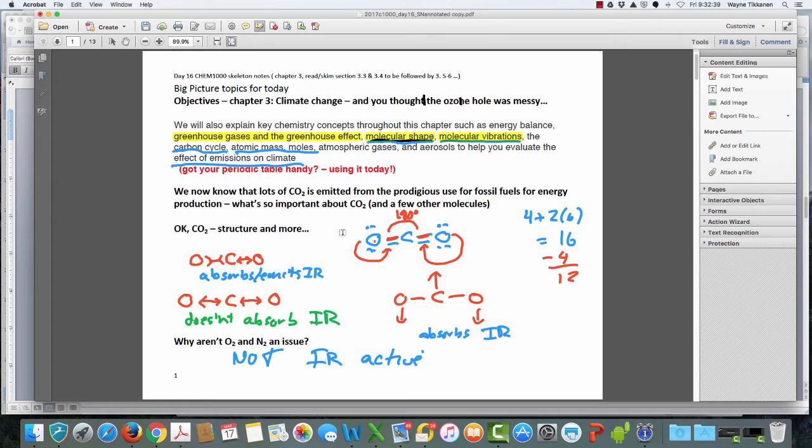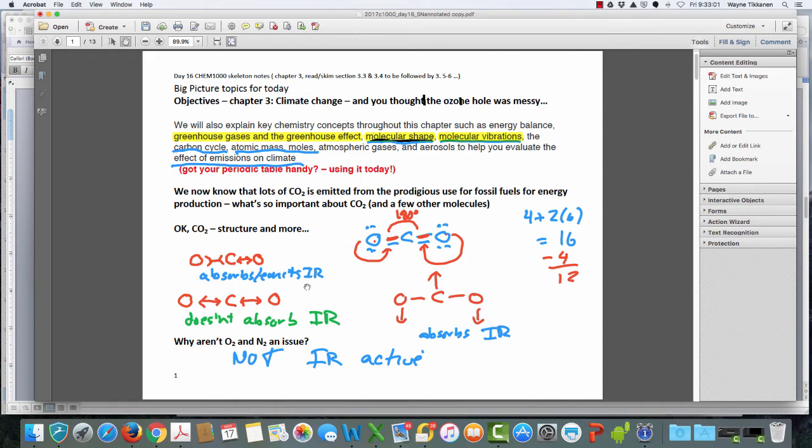We went through that, and here it is. It's got the linear structure, it's got a bond angle of 180 degrees. Turns out there are three different vibrational modes that carbon dioxide can have. One of which is this symmetrical vibration, where both the carbon-oxygen bonds get longer and shorter at the same time.